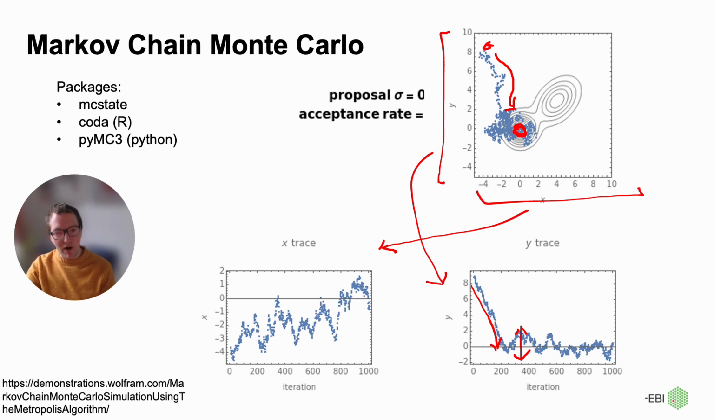Again, rather than wanting to use this yourself, you probably want to use a package to do it. MC State is the one that plugs into Odin and Dust if you're using those packages. But some good ones are the Coda package, and then there's PyMC3 in Python that let you do this. If you want to play around with this, there's an example listed here, but there are others online too.